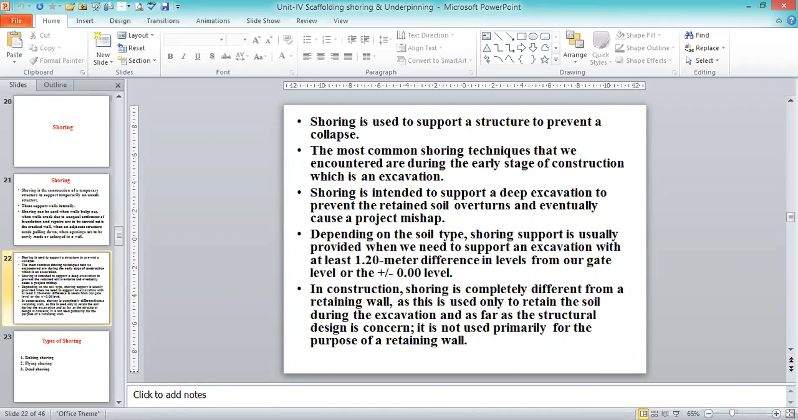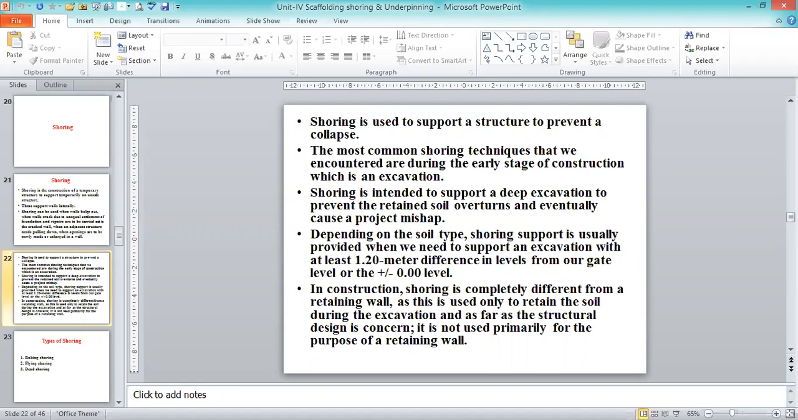Shoring is intended to support deep excavation to prevent the retained soil from overturning and eventually causing a project mishap. That means project failure has to be avoided by using shoring. If shoring is not done properly, every chance of settlement or failure of the structure will come.